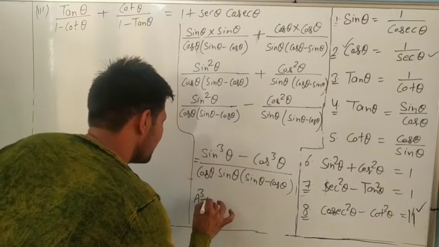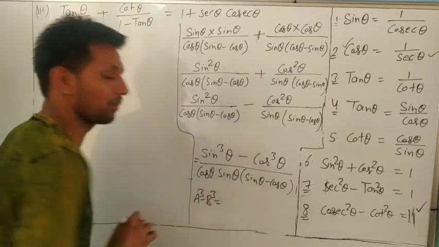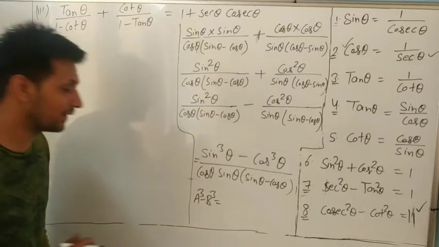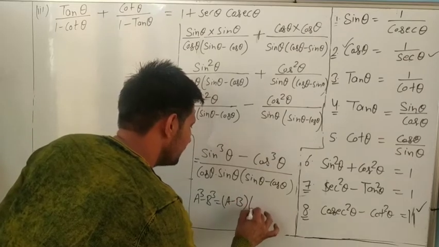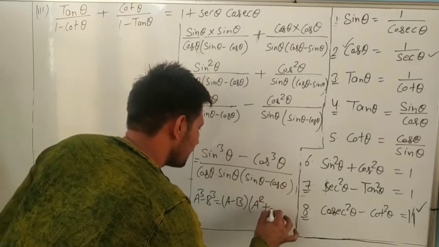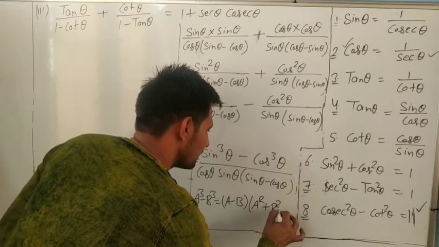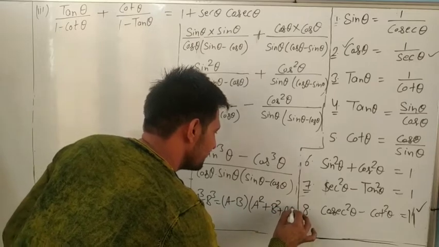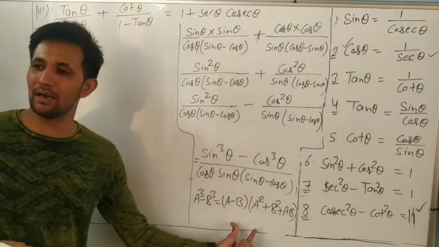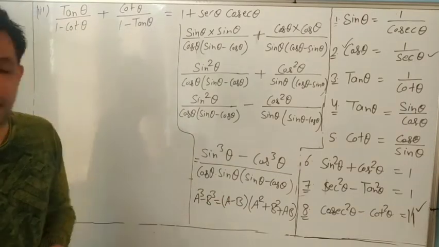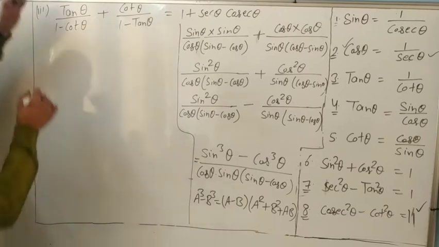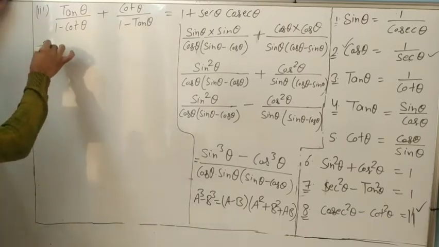a cube minus b cube, 9th class formula. a cube minus b cube is always (a minus b) into (a square plus b square plus ab). Do you remember? If you do not remember, note it down. Okay, dear? And it is a cube minus b cube and a cube plus b cube.